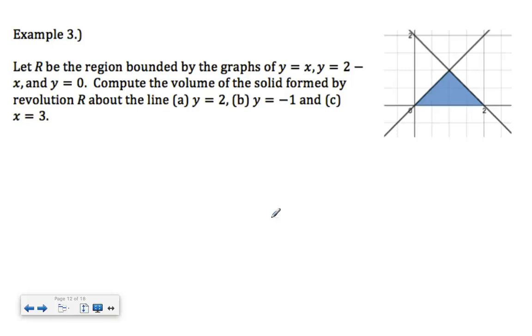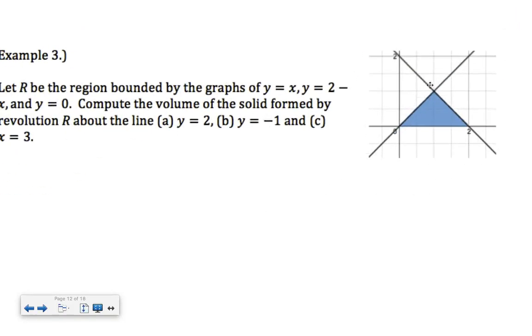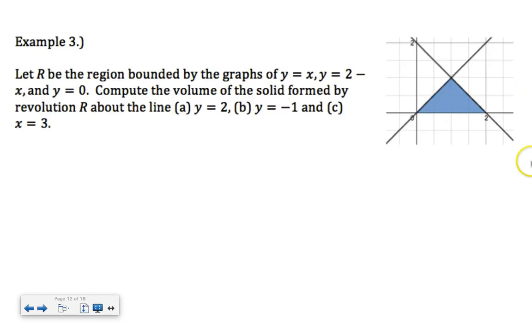So first off, before we jump into A, B, and C, let's just take a look at our picture here and sort of pick it apart. I have this line here, and that's y equals x. I know that this line right here is y equals 2 minus x. And I know that the bottom is going to be the x-axis, which is y equals 0.